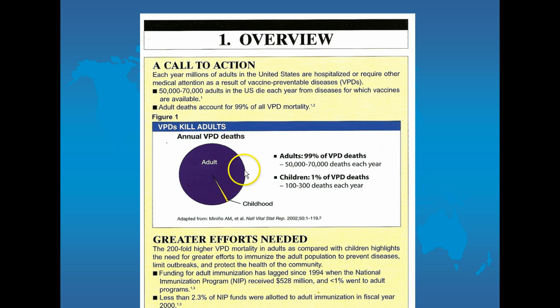When you think about vaccinations, you think about children. But if you look at children, they account for only 1% of vaccine-preventable deaths, 100 to 300 deaths a year in children.